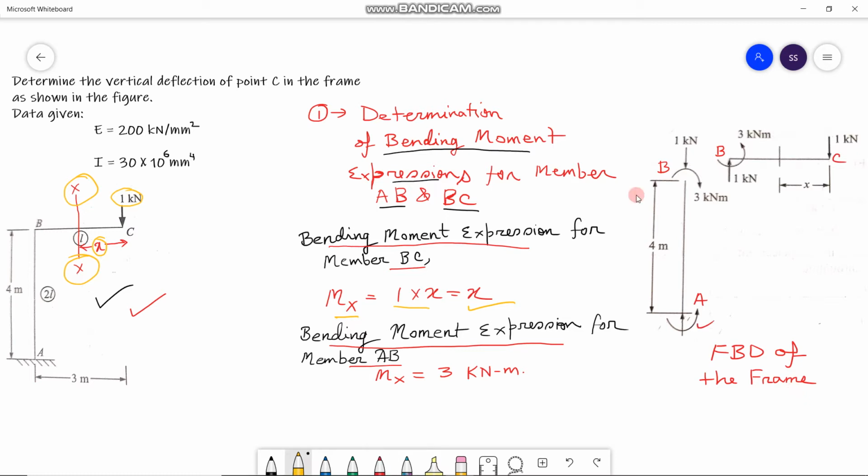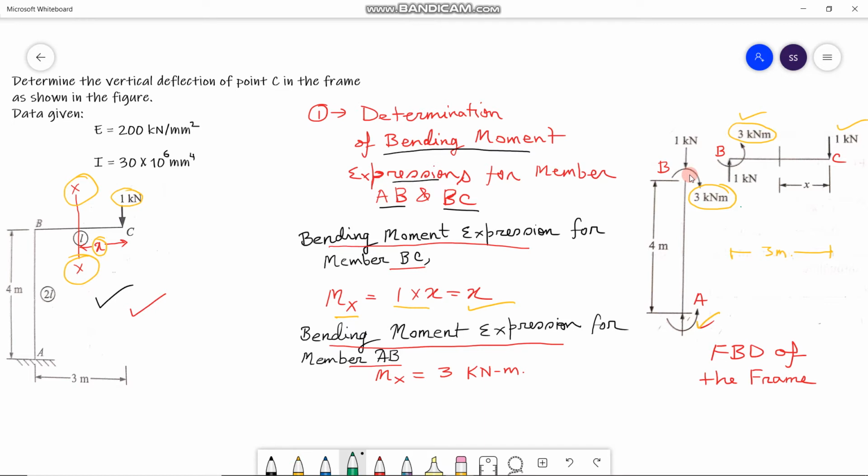In this free body diagram, you can see that this 3 kilonewton meter moment is generated due to the force 1 kilonewton acting at point C, as the distance between B and C is 3 meter. This 3 kilonewton meter moment is carried over to the AB member, and you can see it is working here.